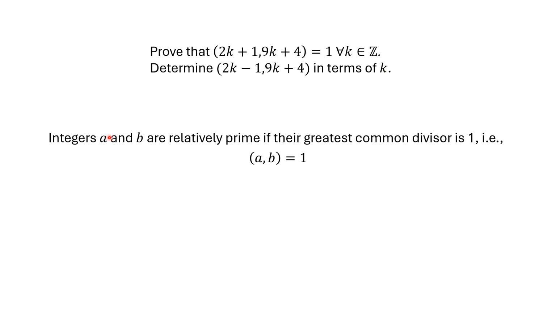Okay, so just as a reminder, the integers a and b are relatively prime. Sometimes the term coprime is used, but I think relatively prime is more common. If their greatest common divisor is 1, in other words, if the greatest common divisor written here in notation equals 1.